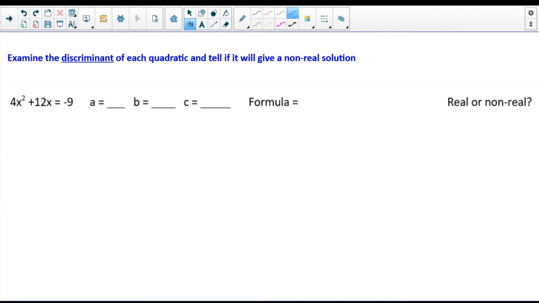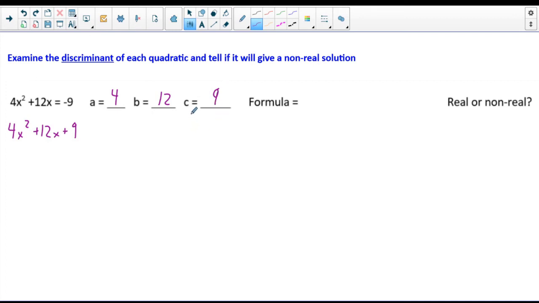Let's try another one. This one, again, is not in standard form. We're still going to examine the discriminant and tell if it's going to be a non-real solution. So let's start off by rewriting this. This will be 4x squared. Bring down the 12x. And then this -9, I just want to add that over to the other side to give +9. That means A, B, and C would be: A is 4, B is this coefficient, 12, and C is the constant, 9.